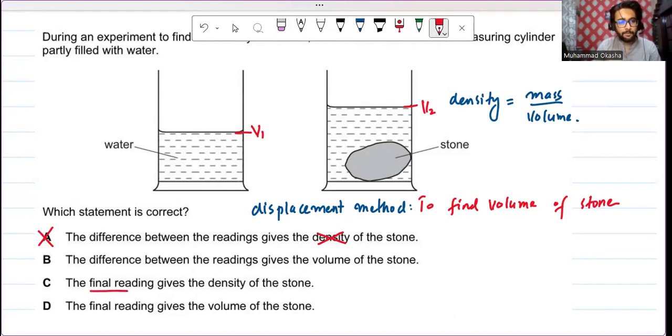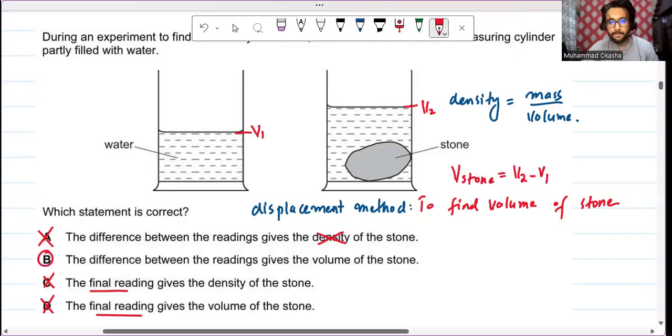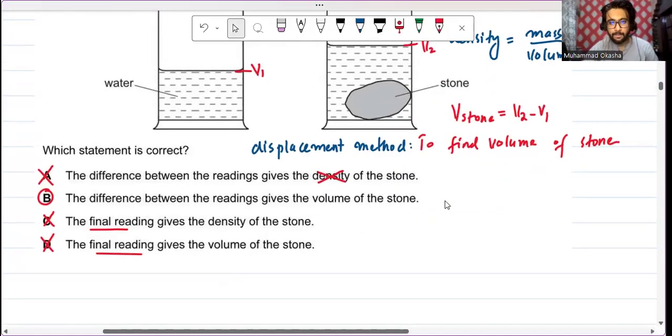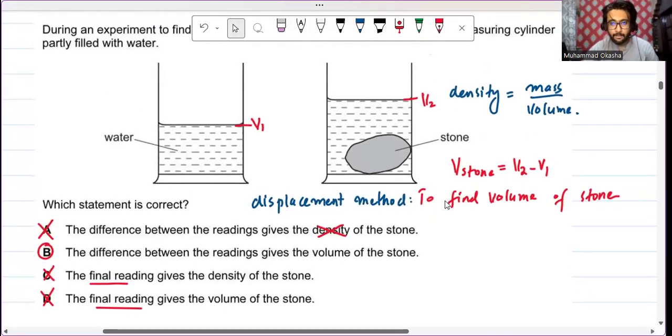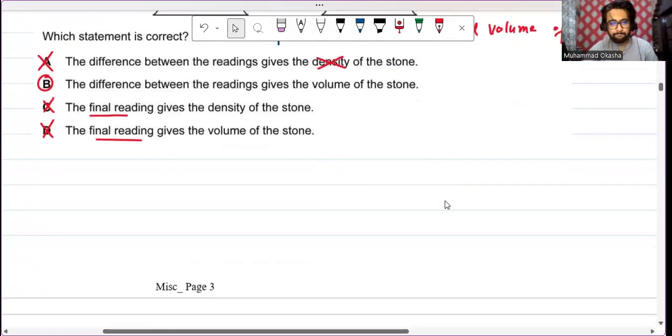The final reading gives you the density of the stone. That is also incorrect. The final reading does not give us the volume, the difference between the readings does. So the volume of the stone will be equal to V2 minus V1, and it gives us the volume of the stone, not the density. The difference between the volumes gives us the volume of the stone.